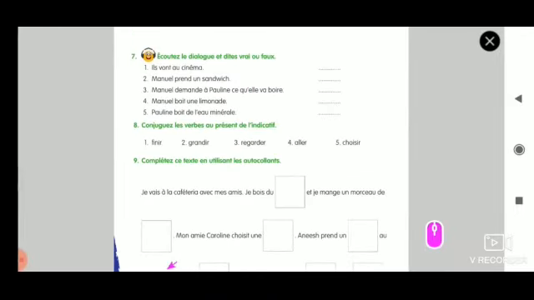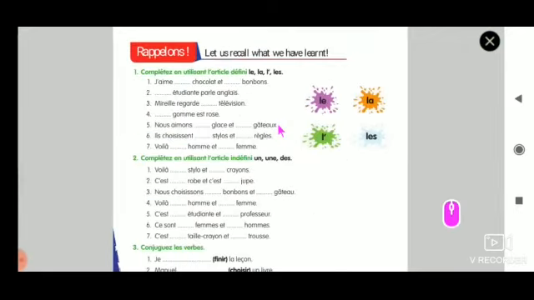And exercise number 7, no need, we can omit it. And exercise number 8: as I taught you exercise number 3, I taught you finir, grandir; regarder you already know; choisir I have also taught you; and aller I have also taught you. So this will be your weekend assignment. That is exercise number 8, conjuguer les verbes au présent de l'indicatif.